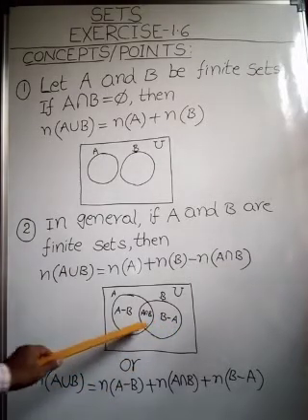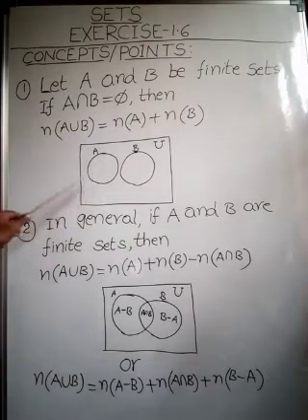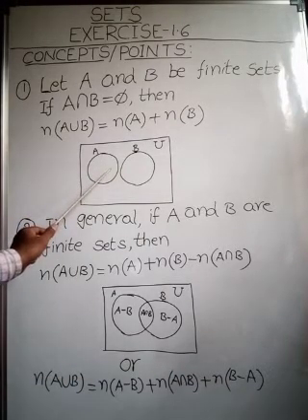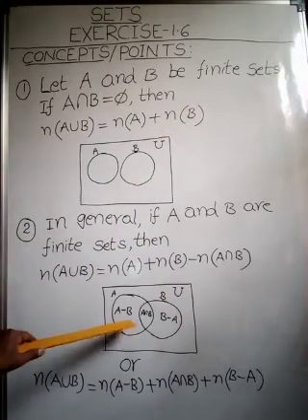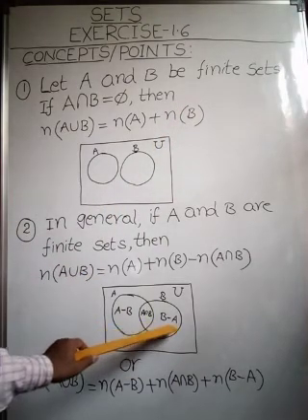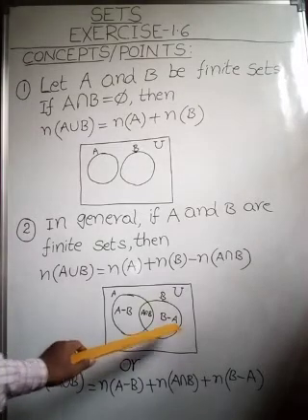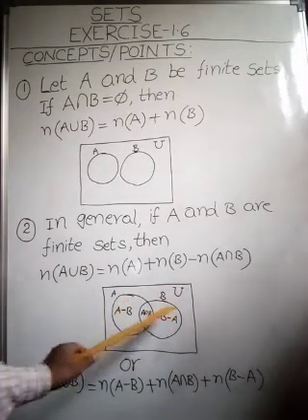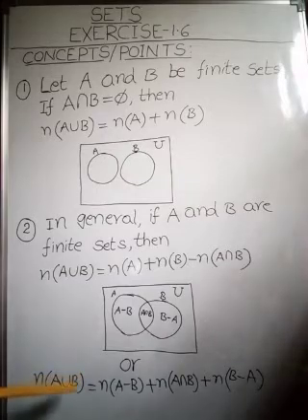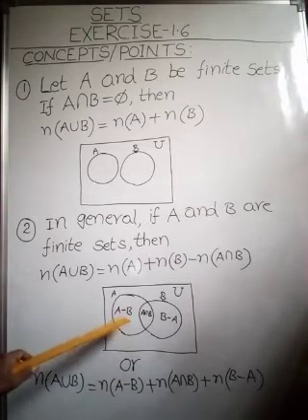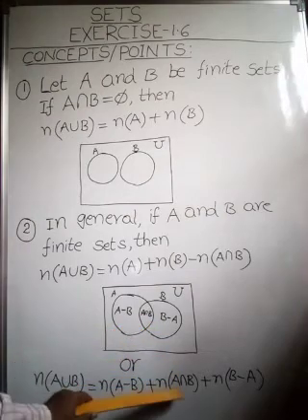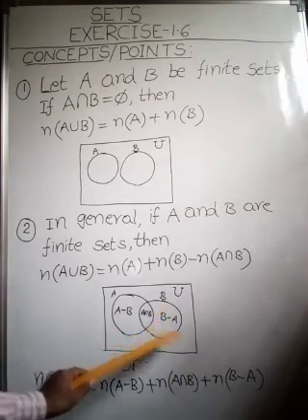If you observe, these three parts are disjoint sets. If two sets are disjoint sets, in that case, how do you find the union of the two sets? By adding the n of A and n of B. Similarly, this is one part and this is another part and this is another part. Three parts are there. By joining these three, we get A union B. Therefore, we can derive this formula like this. n of A union B is equal to n of A minus B, this part, plus n of A intersection B, middle part, plus n of B minus A.